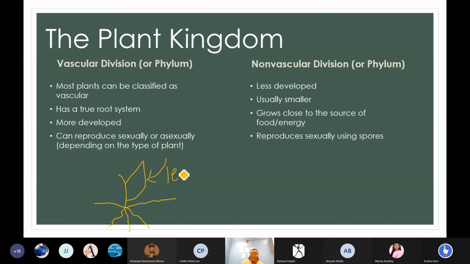Yes, a vascular plant will have leaves, a stem, and roots. That's what we mean by a true root system. Because that plant has all of these body parts that are very strong, they're able to grow very large. Trees are vascular plants. Aloe vera plants, daisies, sunflowers, roses, tulips, all of those are vascular plants.